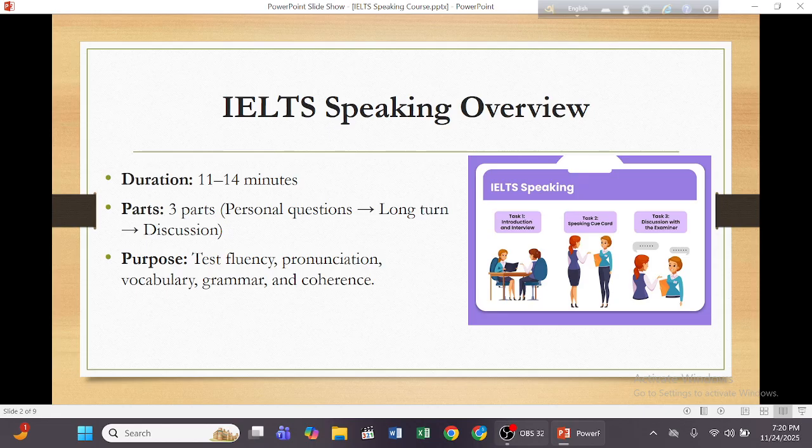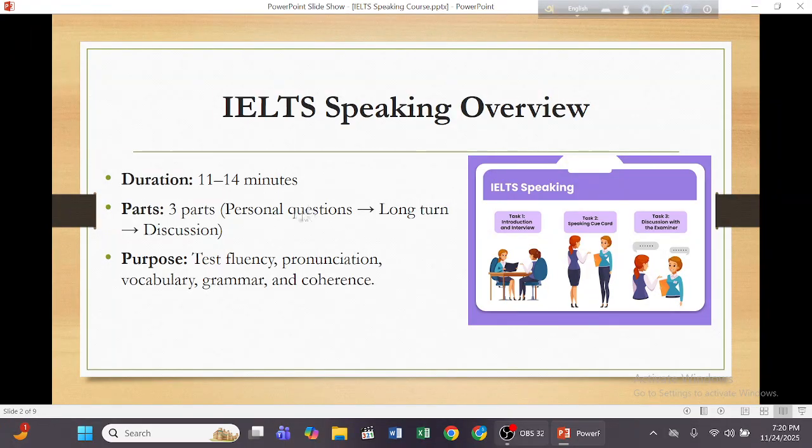So without any delay, we are moving to our new session regarding the IELTS speaking overview. I think we almost all know the time duration of IELTS speaking. It is normally held for 11 to 14 minutes. Sometimes it may take more than 14 minutes, but that is a rare case. Each IELTS speaking section has three parts: part one, part two, and part three.